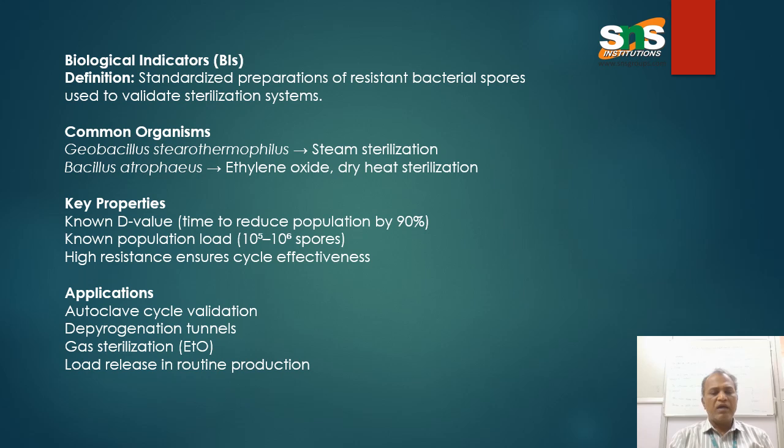Next, high resistance ensures cycle effectiveness. So what are the key properties here? First, known D value, known population load, and the final one is high resistance, which ensures cycle effectiveness.